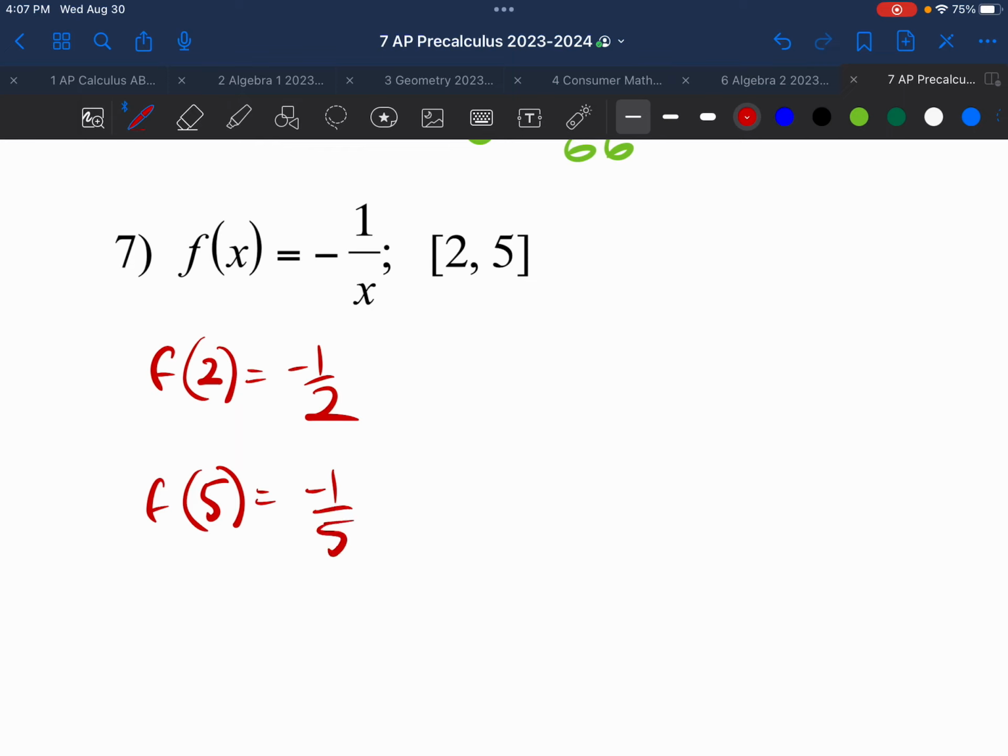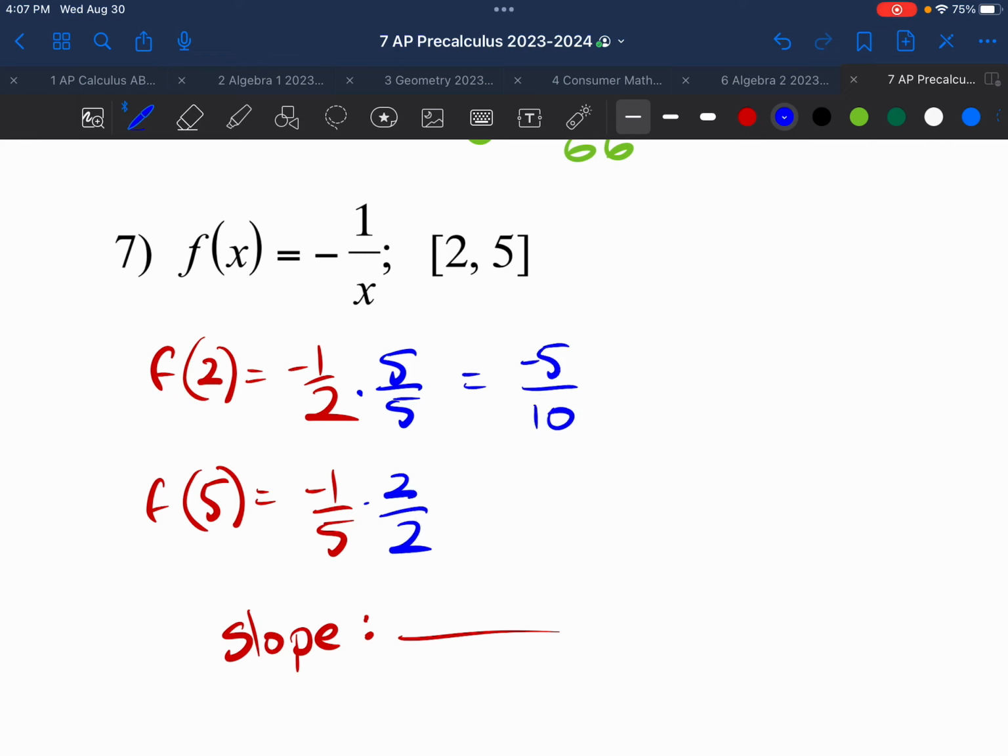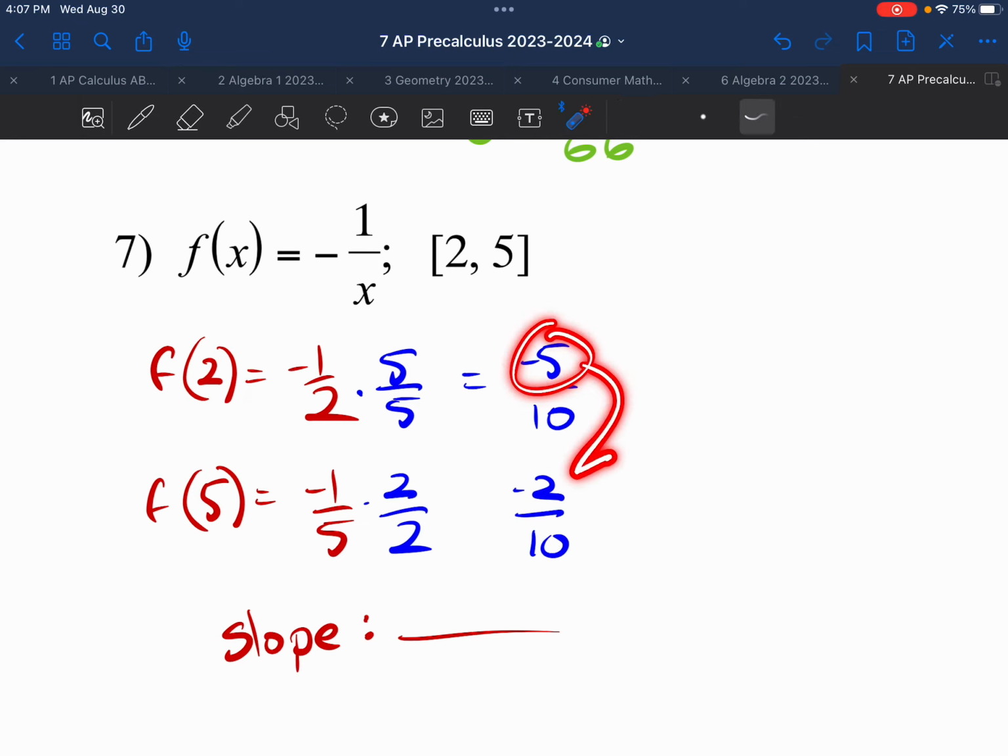Done. All right. Our slope is going to be the change in y. So how much should we change? A little bit hard to see, but I can multiply this one by 5 over 5 and this one by 2 over 2, so I can see the change here. It's going to be negative 5 over 10 and negative 2 over 10. I went up 3 to get to negative 2, so I went up 3/10. And then my change in x to get from 2 to 5 was up 3.